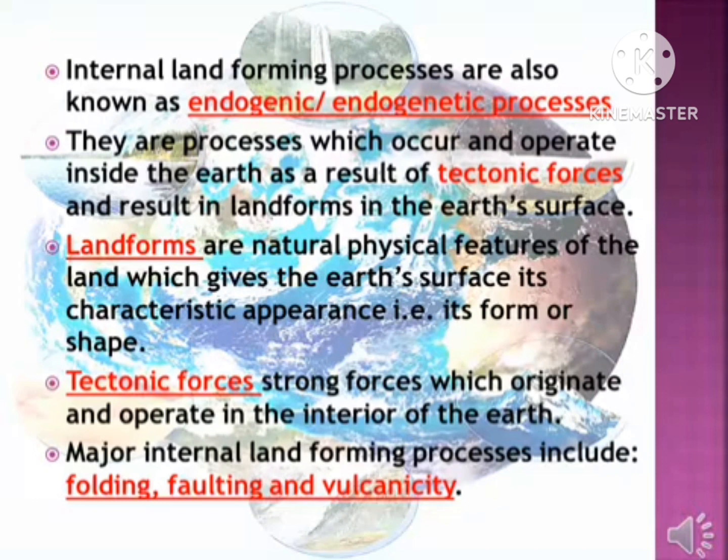However, the term landforms is used to refer to the natural physical features of the land which give the Earth's surface its characteristic appearance, that is, its form and shape. Also, we have another term we have used, that is tectonic forces. These are strong forces which originate and operate in the interior of the earth. The major internal earth-forming processes include folding, faulting, and volcanicity.